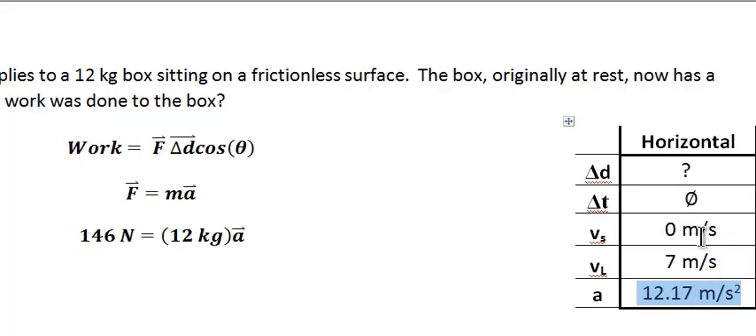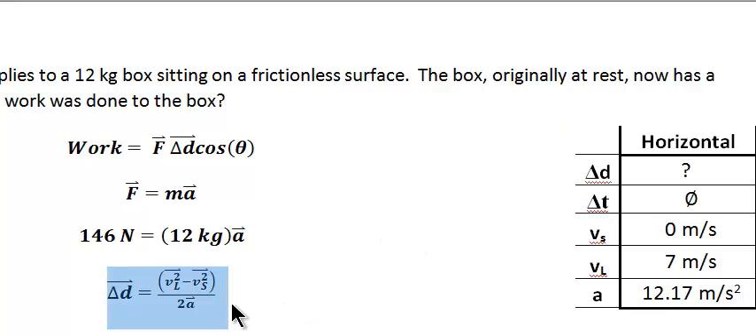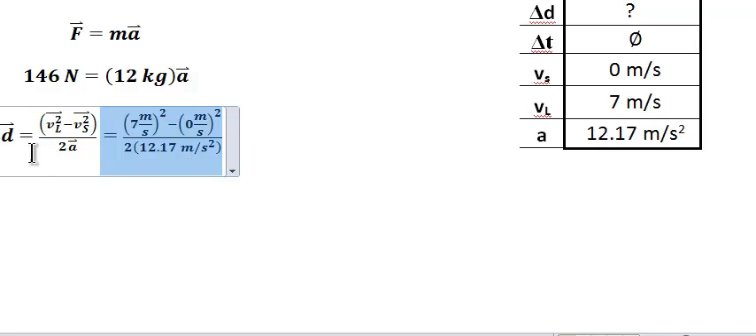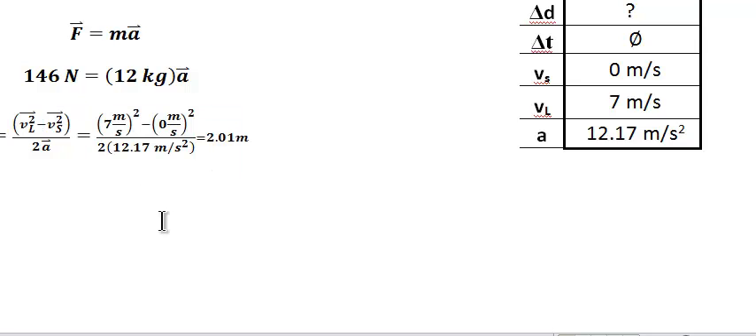So now I can solve a kinematic problem to find displacement. Once I know displacement, I can plug it into the work formula and find out how much work was done. Well, not caring about time leads me to v squared equals v initial squared plus 2 a delta d. Sticking the numbers in here, velocity later is 7 meters a second, initial velocity was 0 meters a second, over 2 times the acceleration that we determined, 12.17. When I crank through that math, I find that it travels 2.01 meters while this work is being done to it. So that's my delta d.